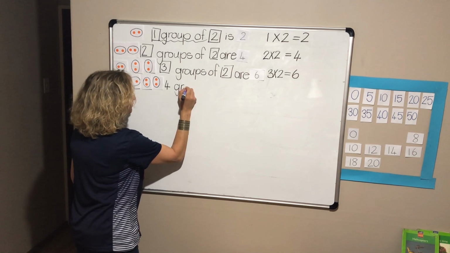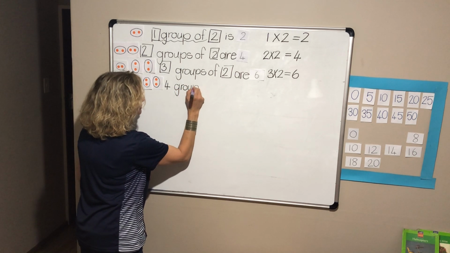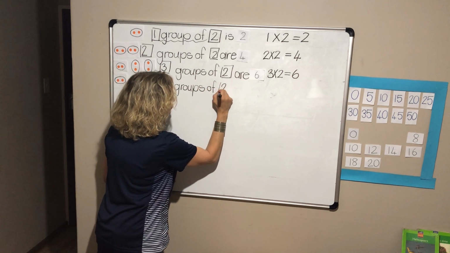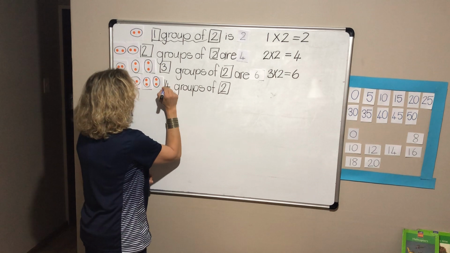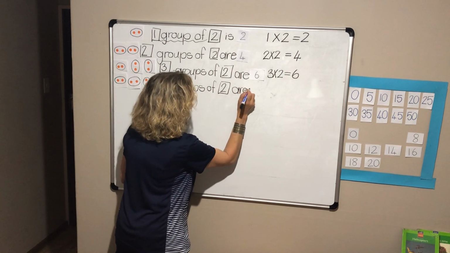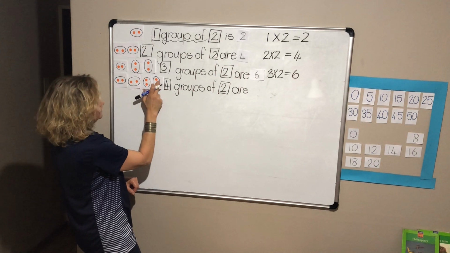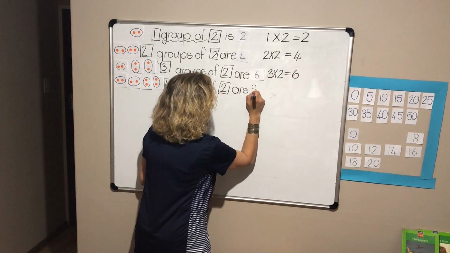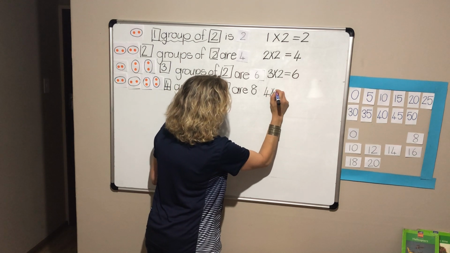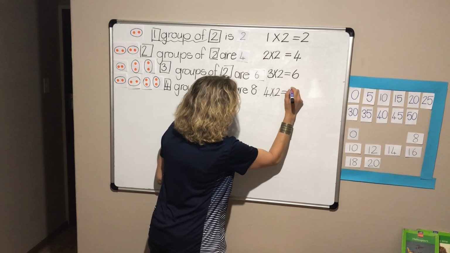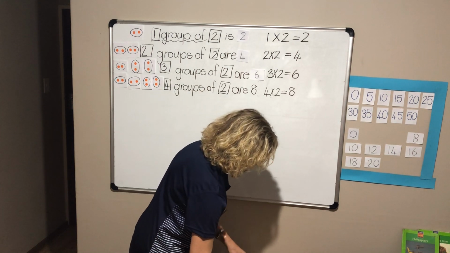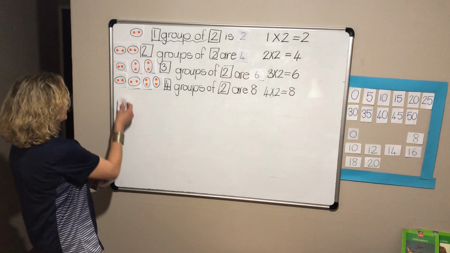4 groups of 2. How much is that? Are 2, 4, 6, 8. 8. 4 times 2 equals 8. There we go. Now let's look at the next one.